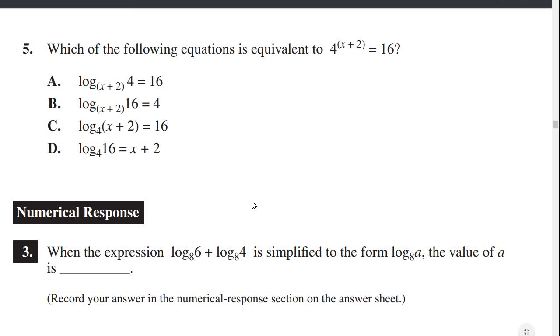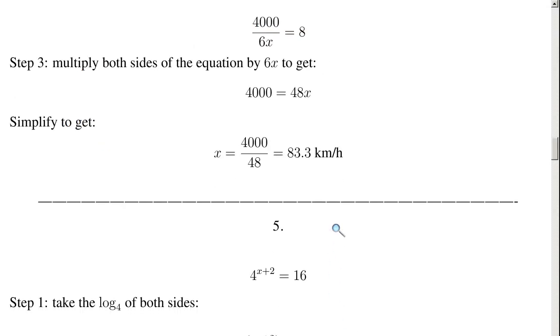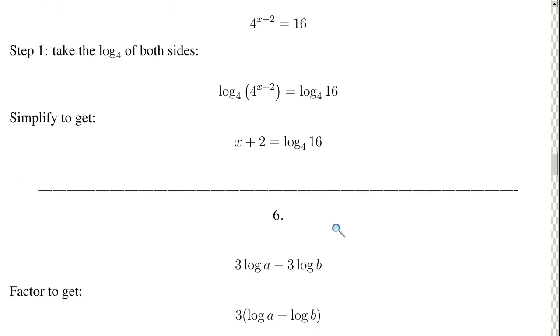Which of the following equations is equivalent to 4 to the power of x plus 2 equals 16? All right. So 4 to the power of x plus 2 equals 16. Step 1. Take the log base 4 of both sides. So log base 4 of 4 to the x plus 2 equals log base 4 of 16.